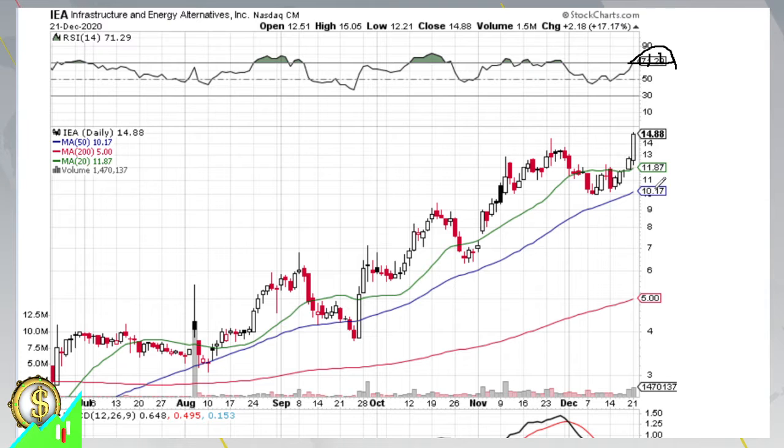wave. Of course, now the question is what's next for this stock, how we can trade it further, how to analyze it, and actually how to see the future of IEA. Well, to do this, let's do a quick analysis here.